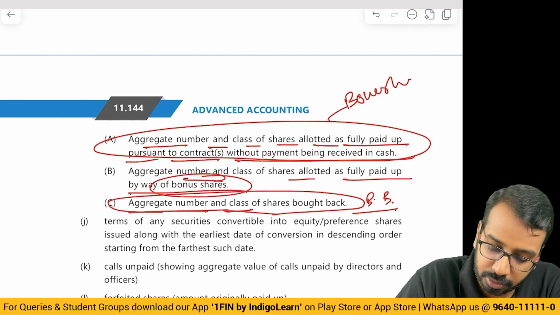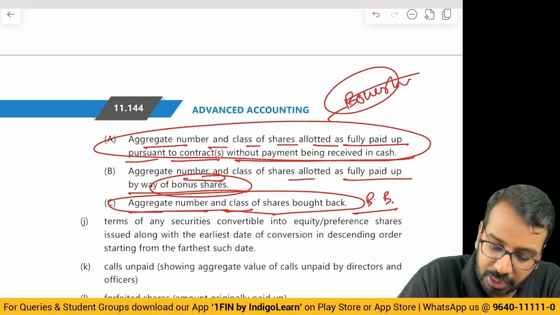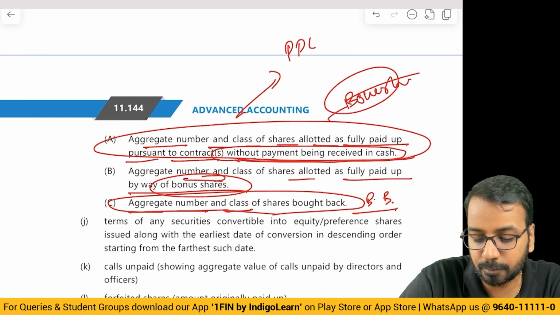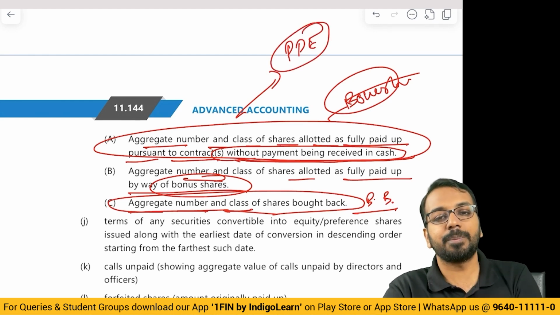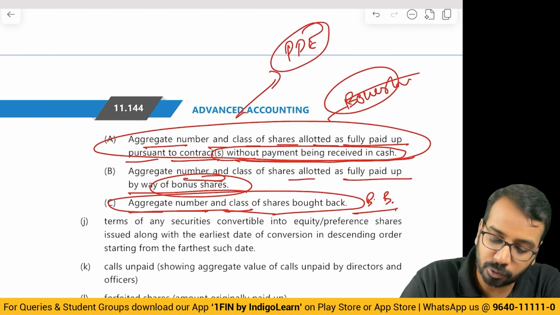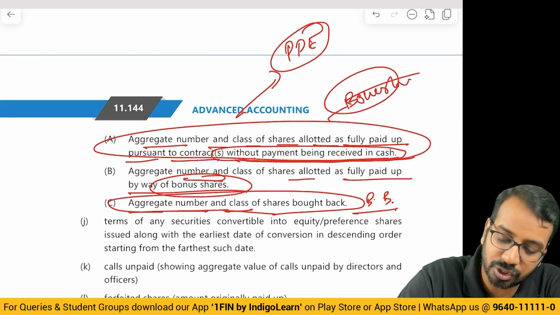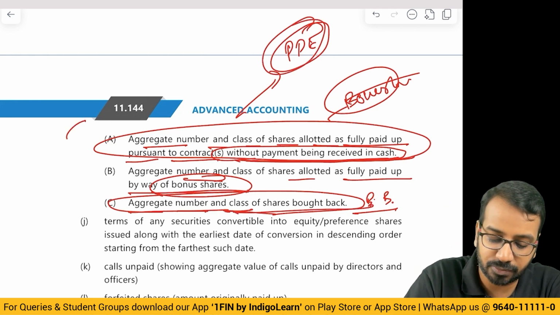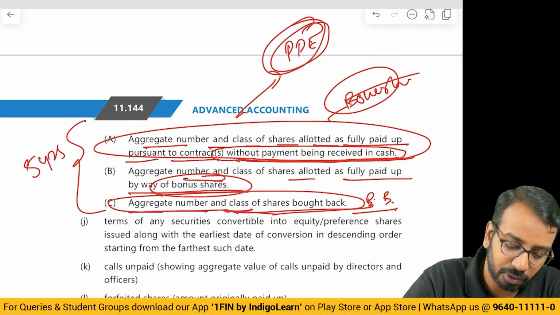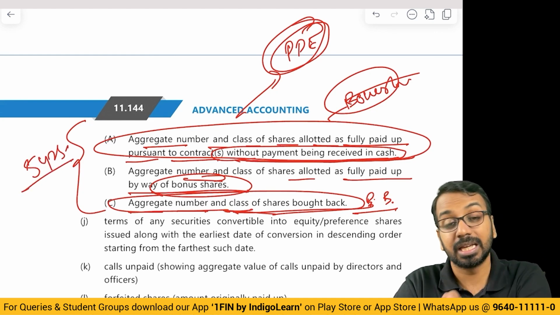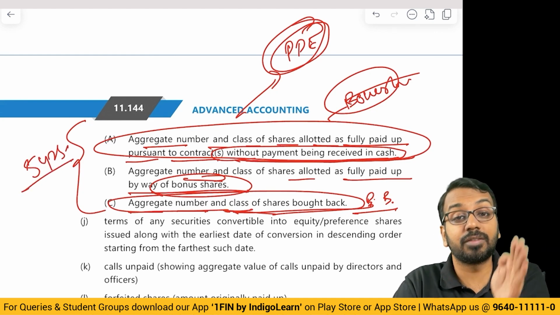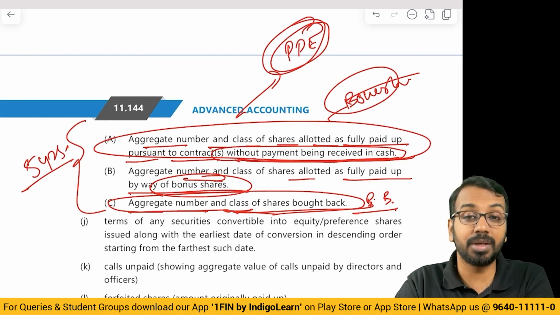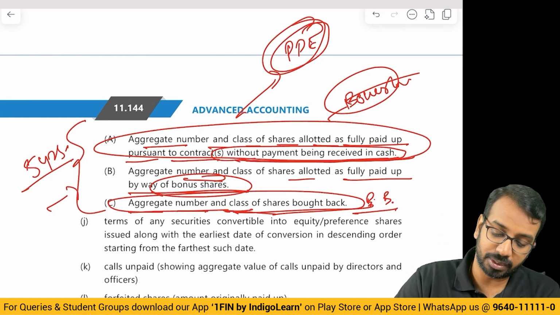Bonus share, this is not the bonus one. Without payment being received in cash. So this is more about, let us say, purchase of PPE. We purchased PPE, we issued shares. Okay. So payment is not received in cash. We'll disclose that. Bonus shares, we'll disclose that. Bought back shares, we'll disclose that for a period of 5 years. Means within the previous 5 years, if there has been any bonus issue, non-cash issue, and if there has been a buyback of shares, it will be disclosed.